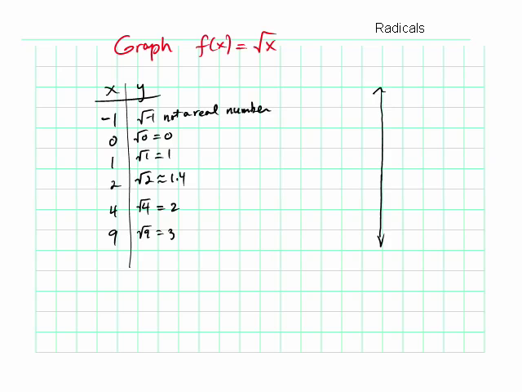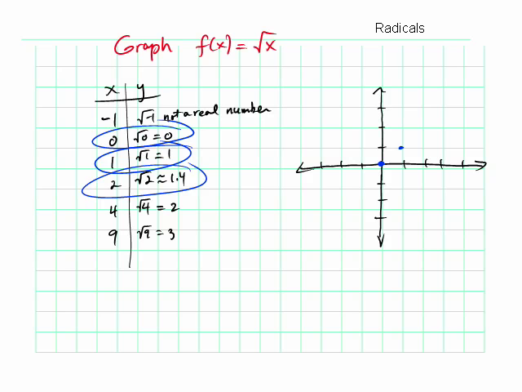Okay, so let's plot these points and see what we get. 0, 0 is the first point we can plot. There it is. 1, comma 1.